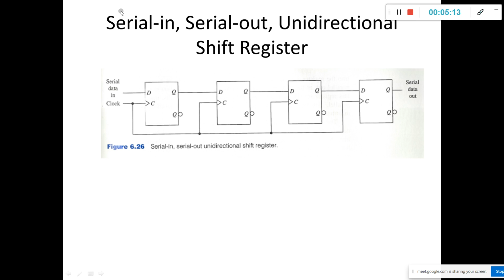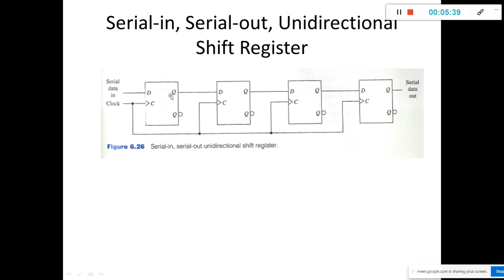So here this is a serial in, serial out, unidirectional shift register. How many bits are there? See, 1, 2, 3, 4. 4 flip-flops are there, isn't it? Here we have serial data in. Here we are trying to enter the data into the register serially.